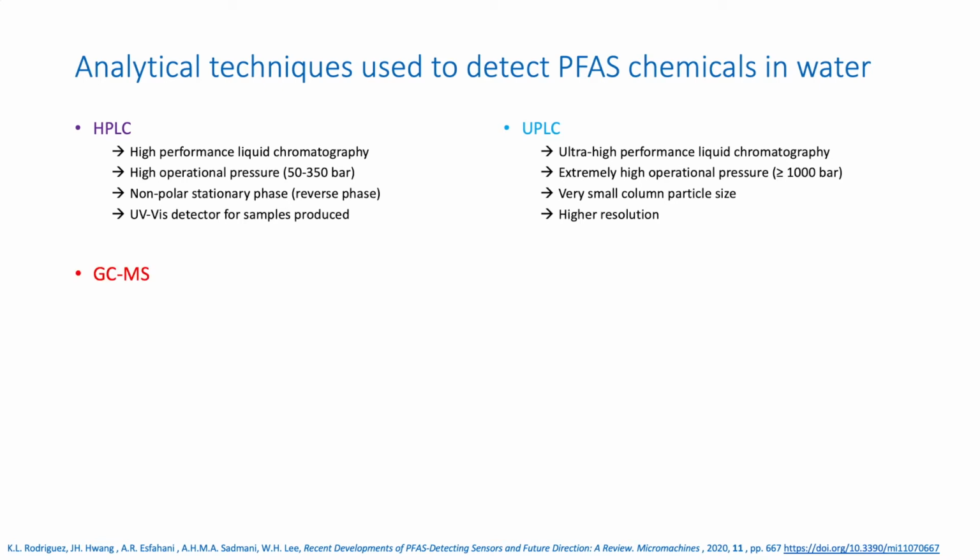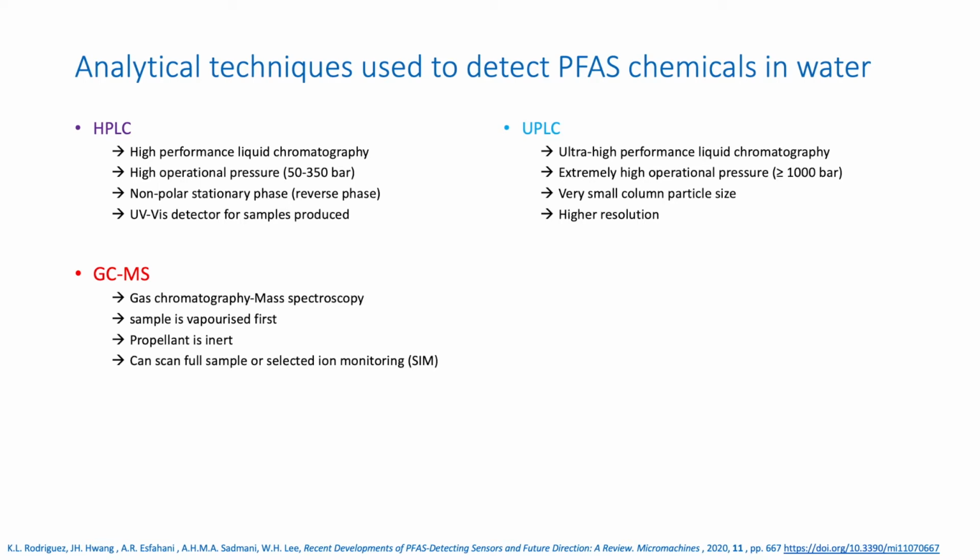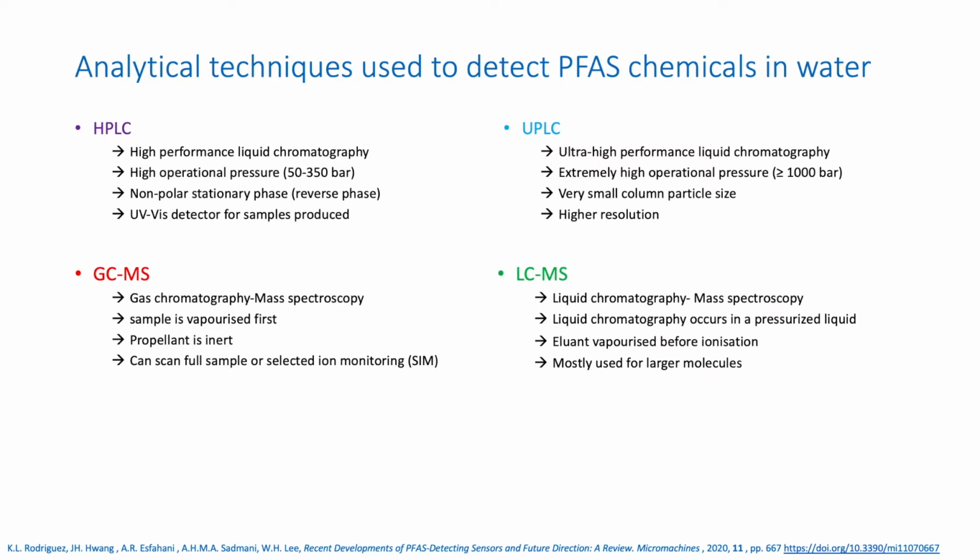The third one is GCMS, also known as gas chromatography mass spectrometry. The sample is vaporized when it first goes in. The propellant for the sample would be inert, and it can do a full scan of the sample, or it can do selected ion monitoring. The fourth one is LCMS, liquid chromatography mass spectrometry. The liquid chromatography occurs in a pressurized liquid, just like HPLC and UPLC. The eluent is vaporized before the ionization, but after the chromatography, and it is mostly used for larger molecules.